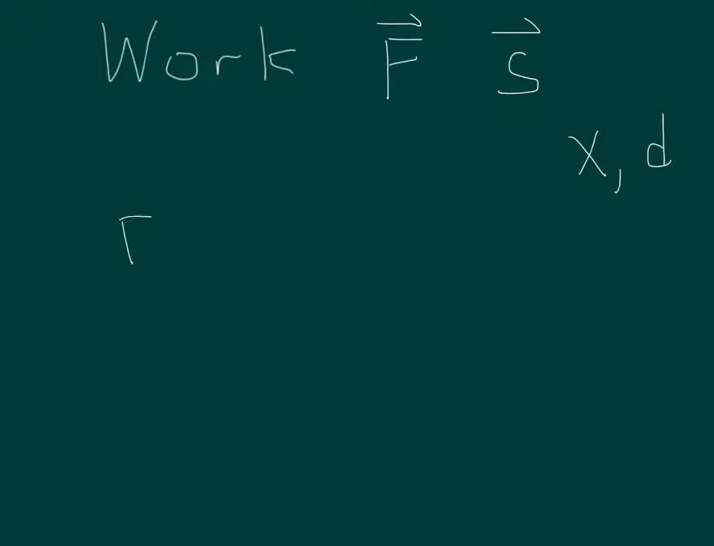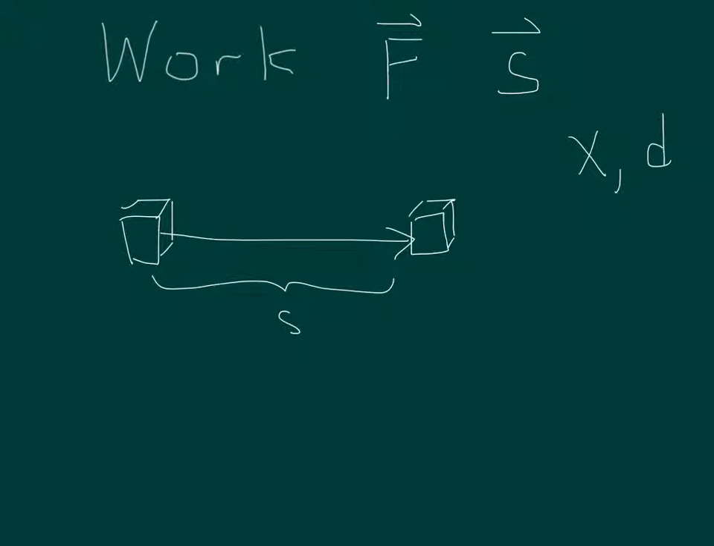So if we move a box here a distance s, and now we move the box to this position, we define the work as being the force times the distance. Since force is in units of newtons and distance is in units of meters in the SI system, work would have the units of Newton meters. Those hidden units, as we call them.